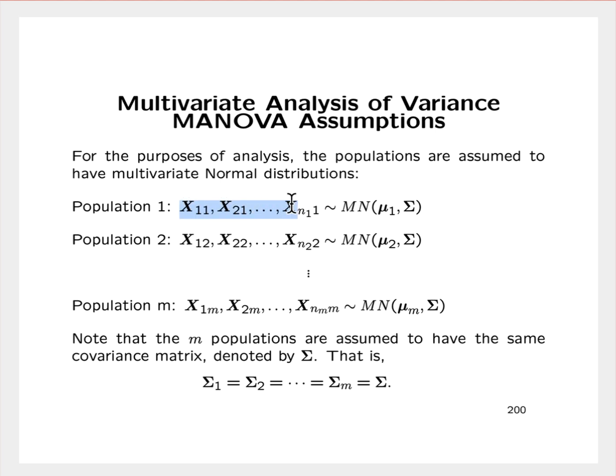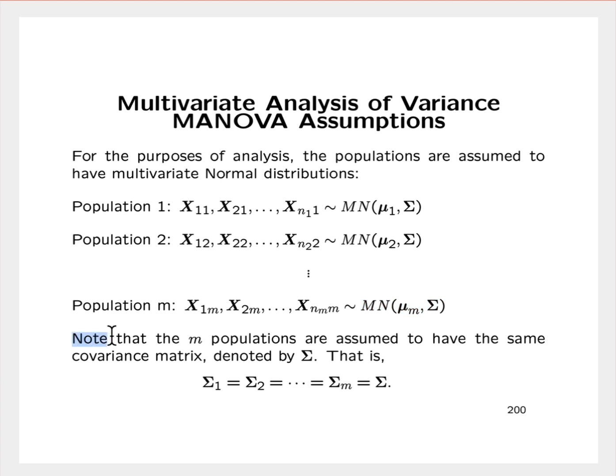So the random sample from population 1 has a multivariate normal distribution with mean mu sub 1 and a covariance matrix capital sigma. The random sample from population 2 has a multivariate normal distribution with mean vector mu sub 2 and a covariance matrix of capital sigma, and so forth down to the mth population. The random sample from population m, again, is assumed to have a multivariate normal distribution with mean vector mu sub m and covariance matrix capital sigma.